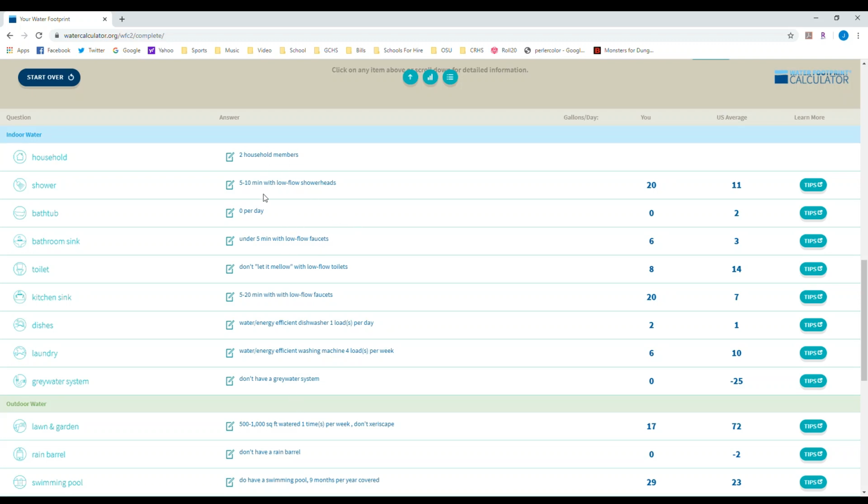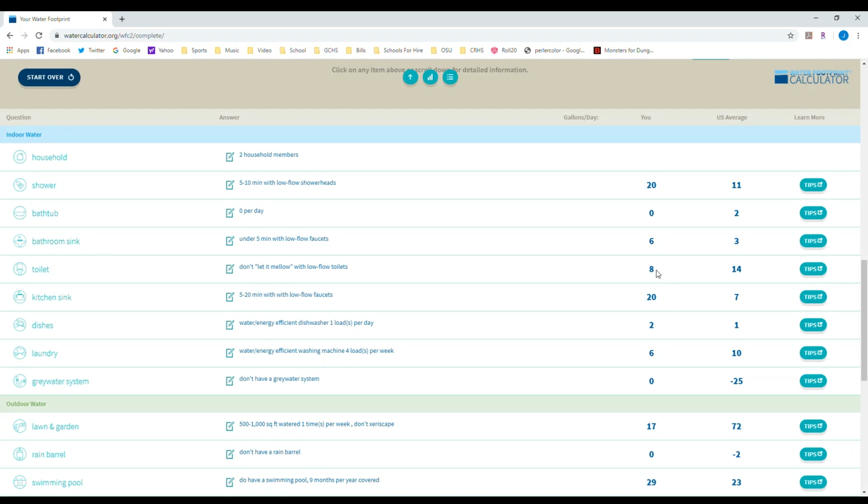All of your answers are going to be in this column here. As you move over, this column represents how many gallons per day you use doing those activities or prompts. So for example, this 20 here represents the fact that on average, I use about 20 gallons per day in the shower based off of my answers. Based off of my answers, I use about 6 gallons per day of water in the bathroom sink.